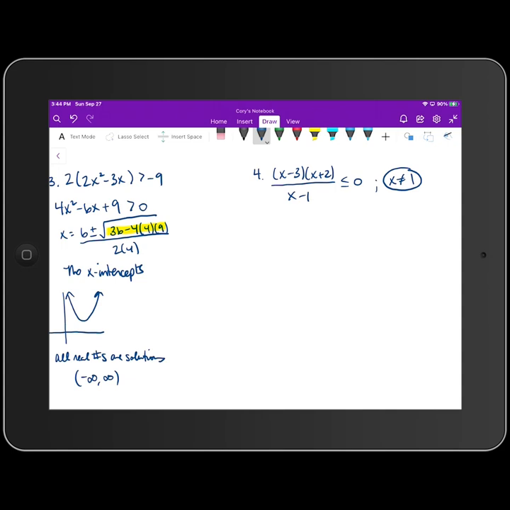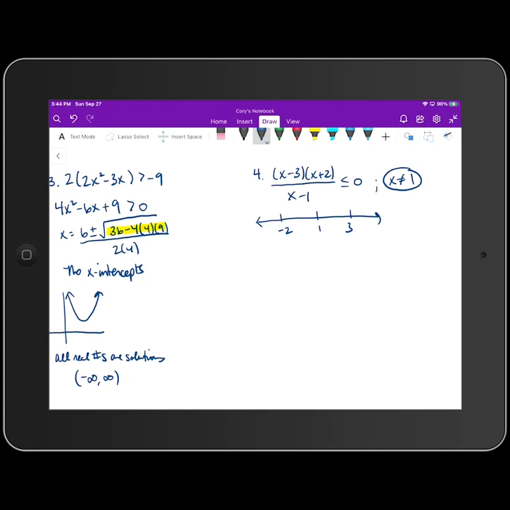Okay, so we're going to do the same thing that we did with the polynomial inequalities. We want to make sure the numerator and denominator are factored completely, which they are. And then we're going to list the zeros of the numerator and denominator in order from smallest to largest. The smallest zero of either the numerator or denominator is going to be -2. The next smallest one is going to be at 1, and then the largest one is going to be at 3.